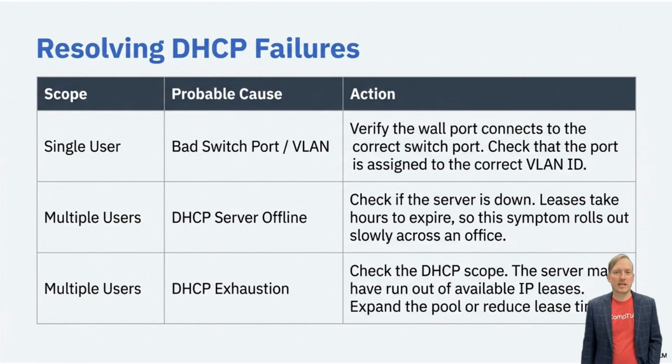To resolve those DHCP failures, look at the scope of the problem. If it's a single user, suspect a bad switch port or incorrect VLAN. Verify the wall port connects to the correct switch port and VLAN ID. If multiple users are affected, the DHCP server might be offline. Leases take hours to expire, so this symptom rolls out slowly across an office.